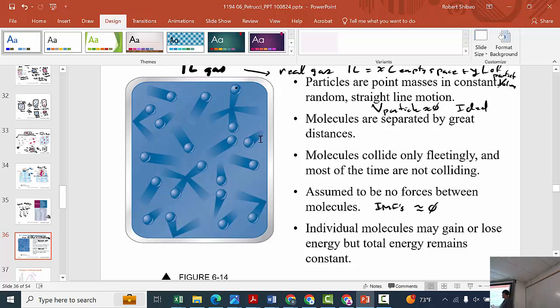Versus, if we have sticky molecules, it would be like two soft clay balls colliding. Two soft clay balls colliding might just stick to one another.